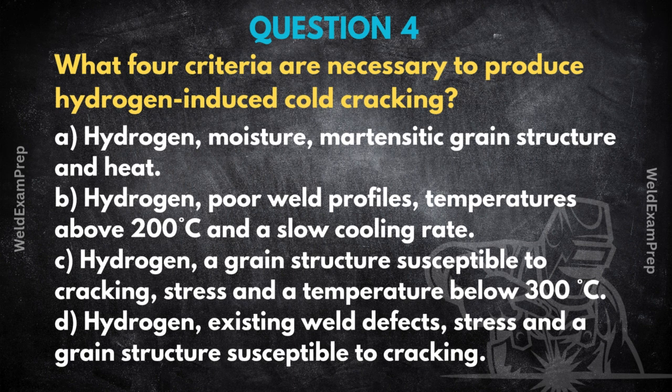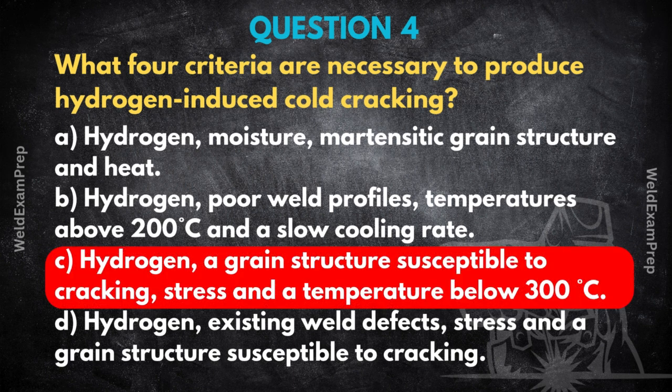And the correct combination, the one you need to remember, is C. Hydrogen, a grain structure susceptible to cracking, stress, and a temperature below 300 degrees C. That's the classic recipe. All four have to be present at the same time for this type of cracking to occur. It's like a perfect storm. Let's break those down quickly. Hydrogen first. Where did that come from?